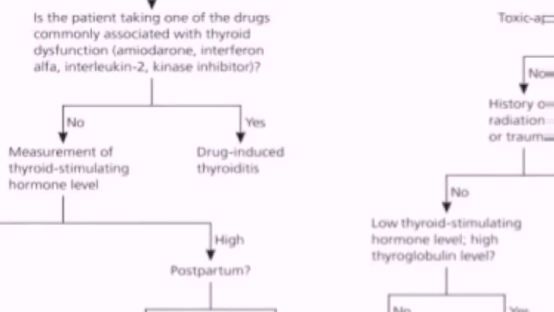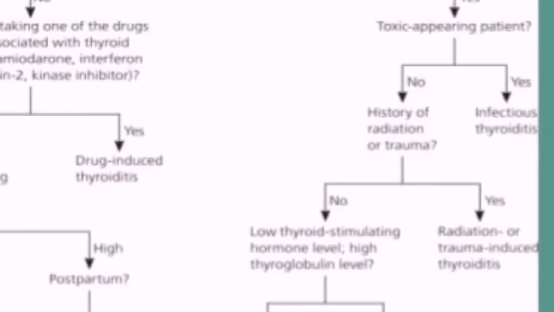the interferon. If it is a yes, then is there a history of radiation or trauma, yes or no, or infectious thyroiditis. If it is infectious thyroiditis, then yes. If there is a history of radiation or trauma, if it is yes, radiation or trauma induced thyroiditis. If it is no, low thyroid stimulating hormone level, high thyroglobulin level. If it is yes, subacute thyroiditis. If it is no, thyroid.